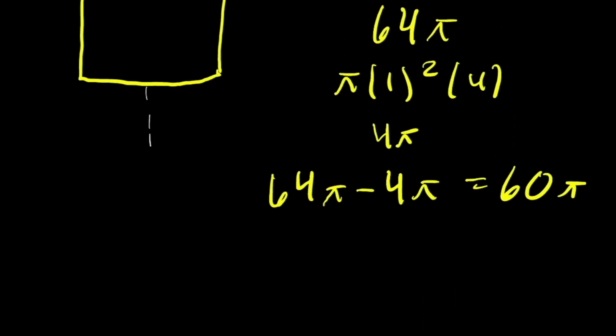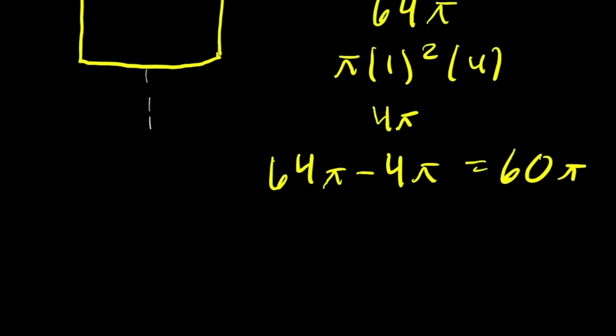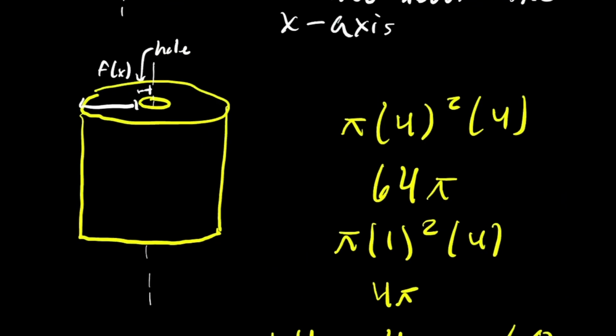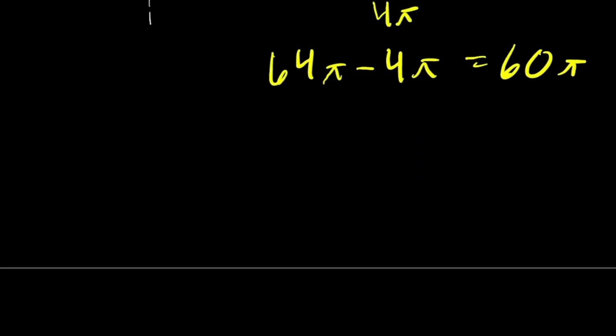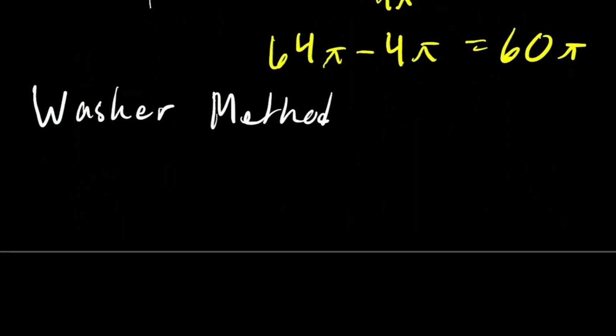So pretty cool that you can do that with just geometry as well. But, of course, it's going to get more complicated, and you're going to have to use calculus. So here we have to take into account the hole that is generated, and we have to use a new formula called the washer method. And you should write this down.